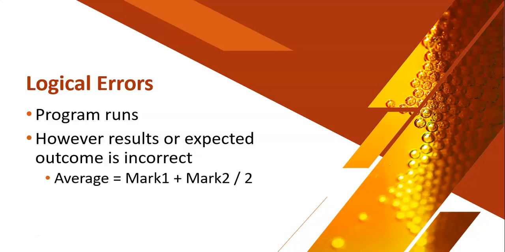So for example, if you took the average of two marks, if I say mark 1 plus mark 2 divided by 2, that should work out the average. However, if you know your BODMAS maths, that calculation is actually incorrect because it's just going to divide mark 2 by 2, and then that answer will then be added onto mark 1. And that's a very different answer to adding the two marks together first and then dividing by 2. So in that case, there's an error in the logic of the formula.